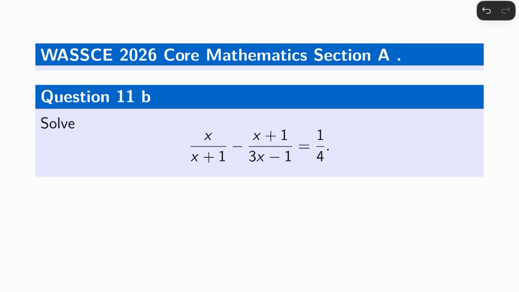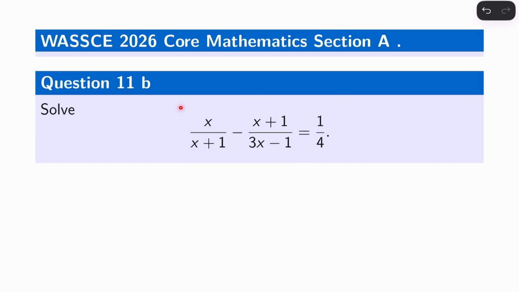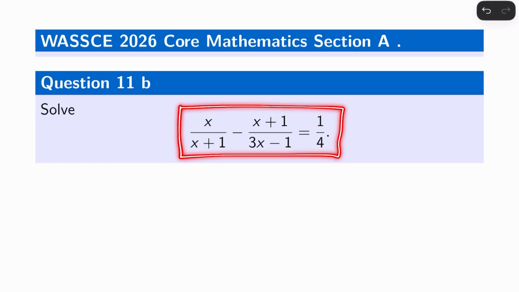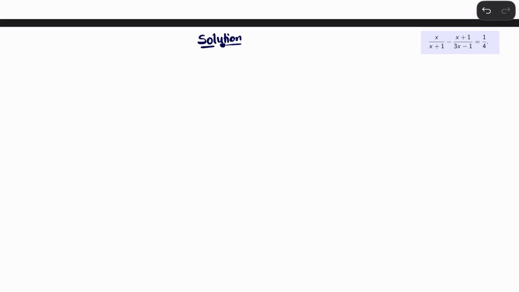In this video, we solve question 11b of Section A of WASSCE 2026 Core Mathematics. We are to solve for x given this equation: x over x plus 1 minus x plus 1 divided by 3x minus 1 is equal to 1 over 4.